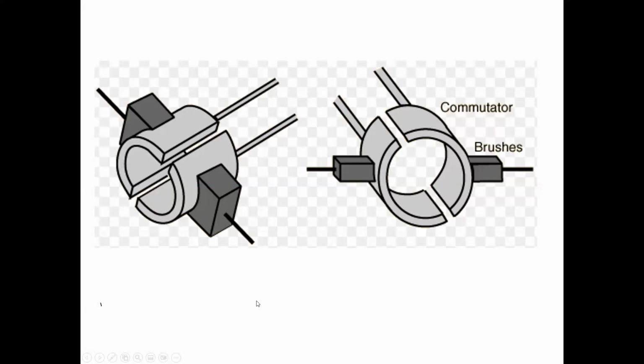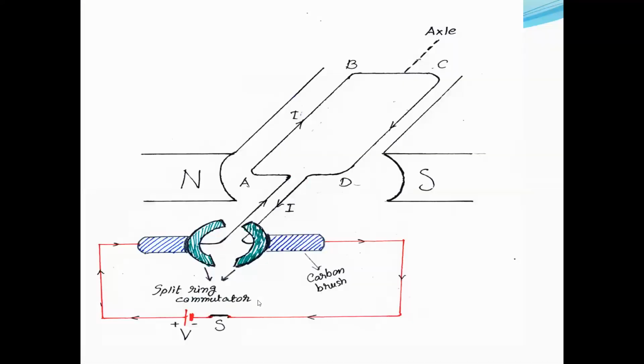This is called a split ring commutator. Look at it carefully. And this is the complete motor diagram. In the paper, the examiner can ask you to draw a diagram showing the brushes and the split ring, which we have seen in these animations. This is called the motor diagram. It shows a rectangular coil, carbon brushes, and a split ring commutator. The motor coil rotates according to Fleming's left-hand rule.